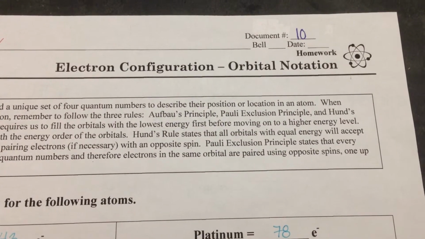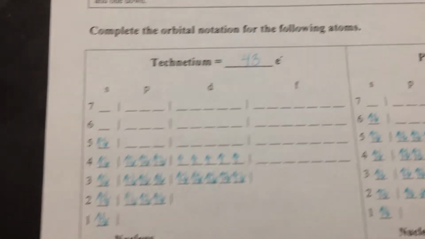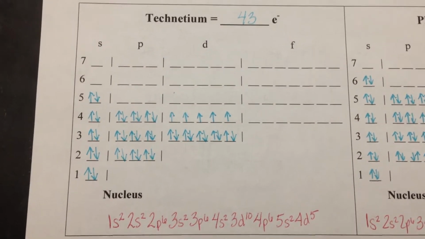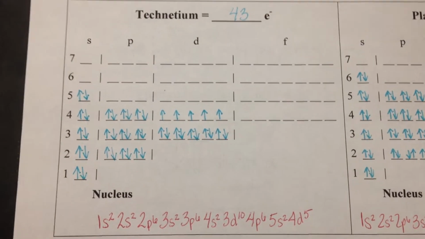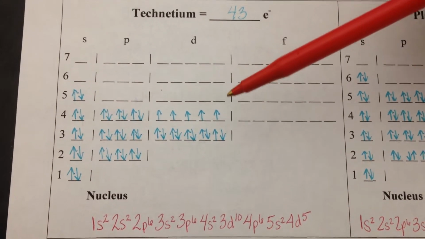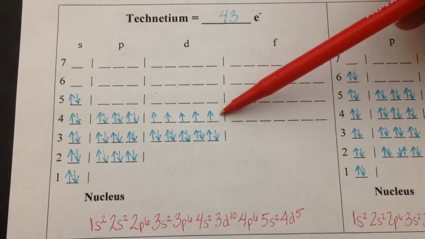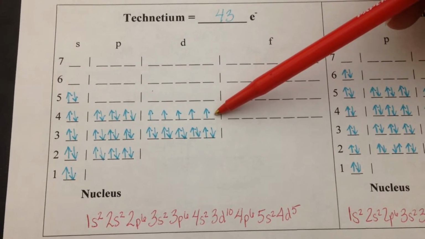This video is the answer key for document number 10, showing you both the correct orbital notation as well as the correct electron configuration. So notice here, this d orbital only has 5 electrons, 1 on each line facing up. So make sure yours looks just like this.